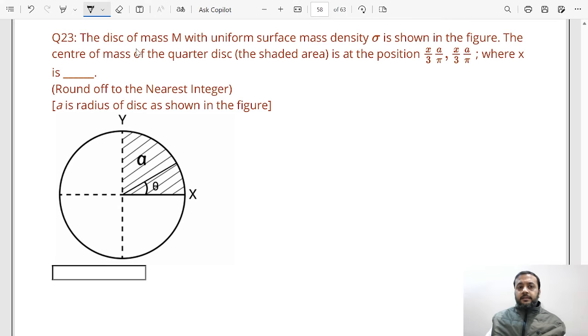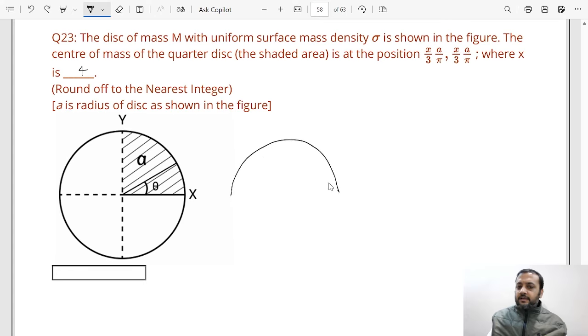Then, a disk of mass m with a uniform surface mass density sigma. The center of mass of a quarter disk is at the position of... Many of you know this as a result, that the center of mass of a quarter disk is at a distance of 4a by 3 pi, 4a by 3 pi. So in case you knew this, then you can write directly x as 4. But suppose you did not know this, then also you could have thought this. Let me tell you how.